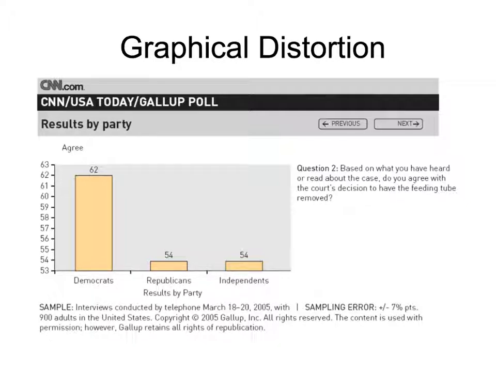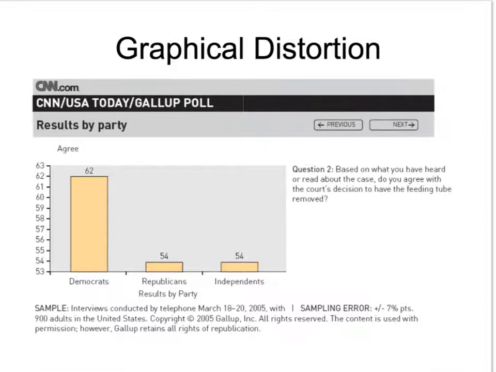What this chart is displaying is it appears that Democrats had a much stronger level of agreement. It seems that there's a very low level of agreement between Republicans and independents, and there's a big disparity between the level of agreement between those who affiliate themselves as Democrats and the others.